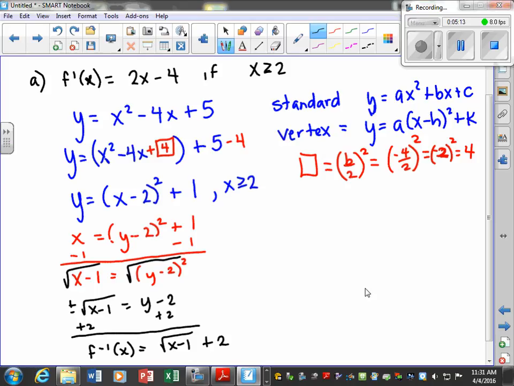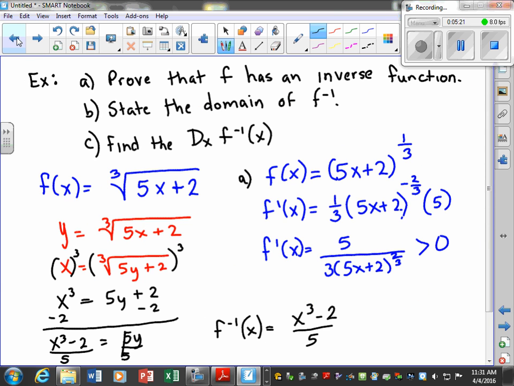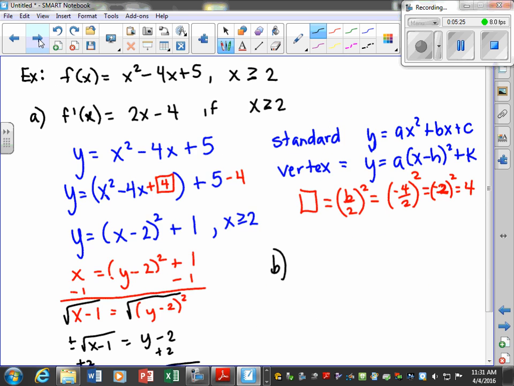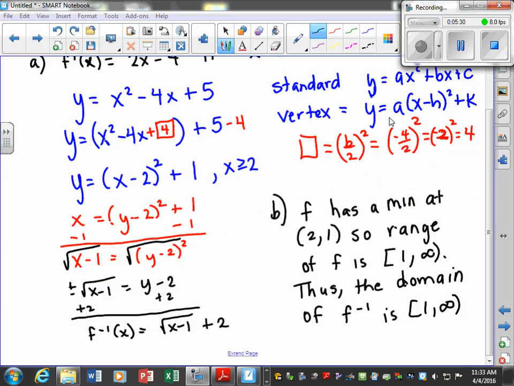And now part B, we want to know the domain of our f inverse. So that's the next thing you want to do. Okay, first of all, f has a minimum. We actually found our vertex over here to be (2, 1). So that's where the minimum will be.